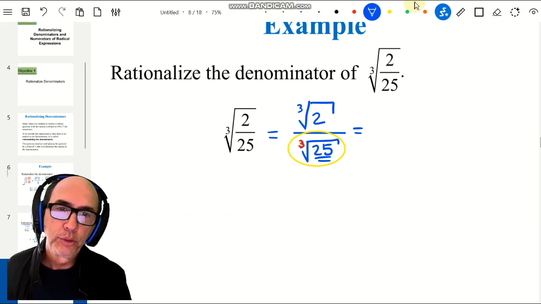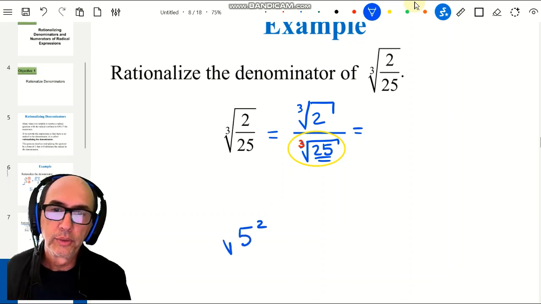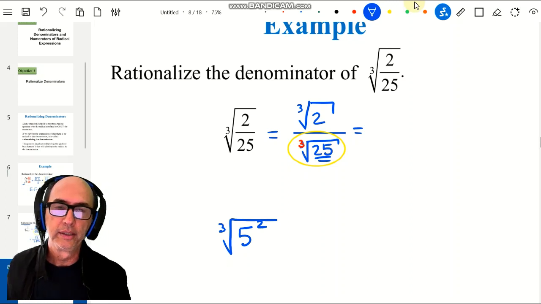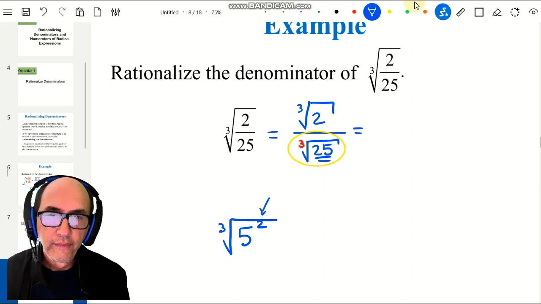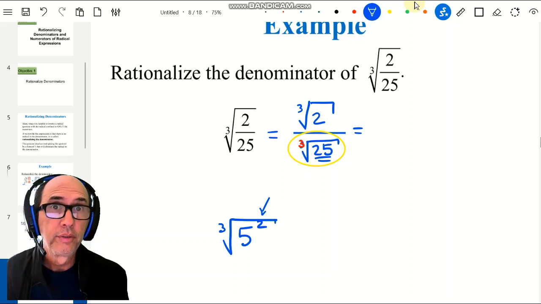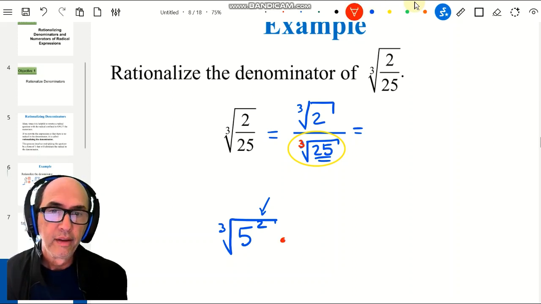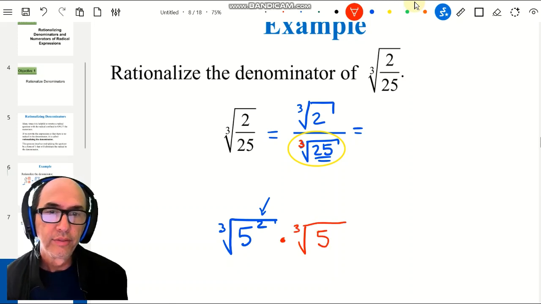Look, 25 is 5 squared, right? So we have here on the denominator the cube root of 5 squared. We need to increase this power to have a cube. The best solution is to multiply by the cube root of 5 to the power of 1.